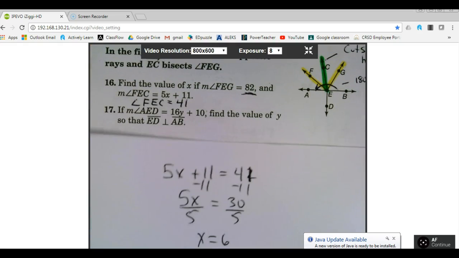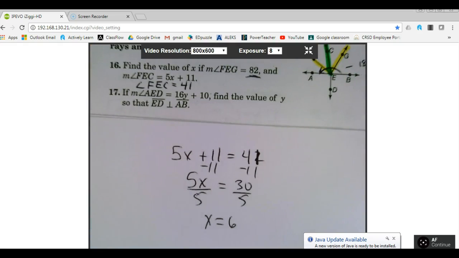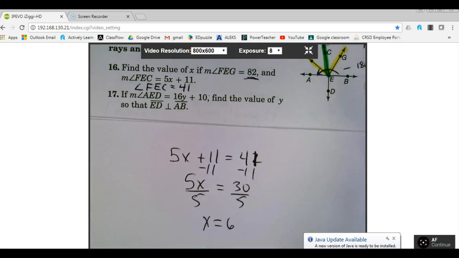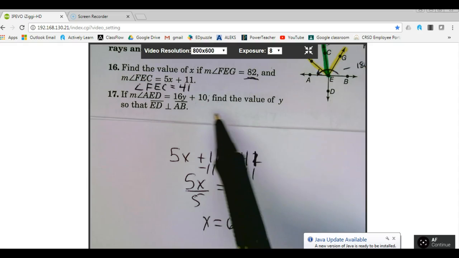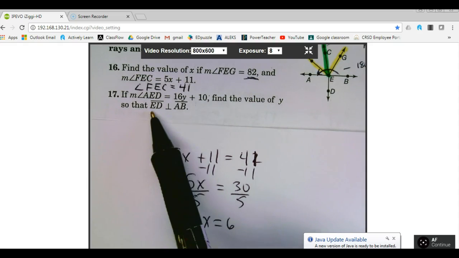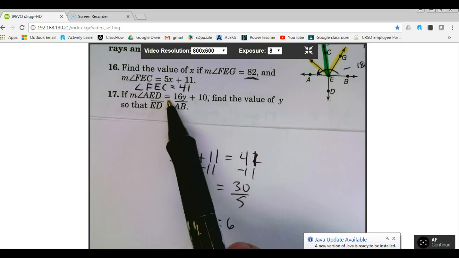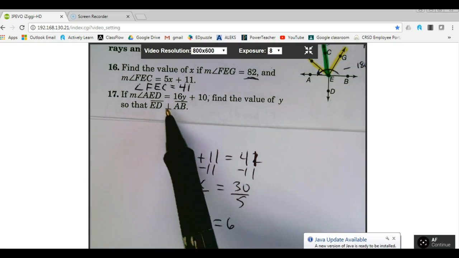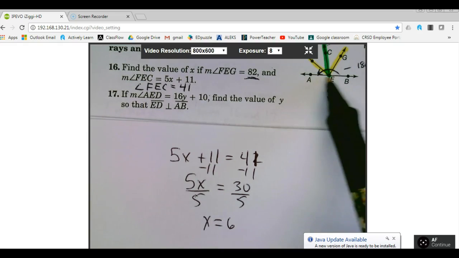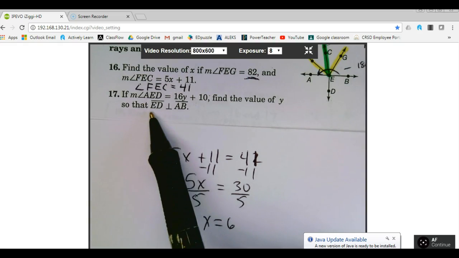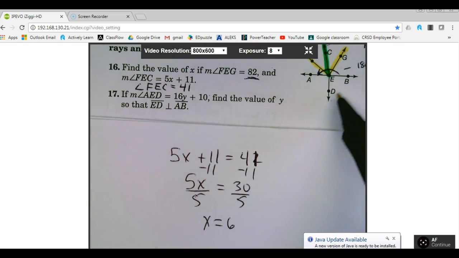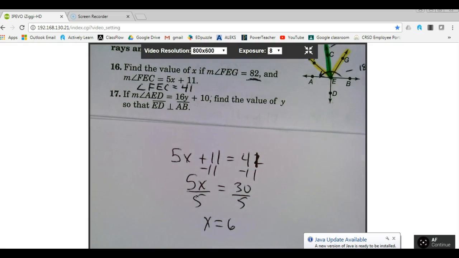Another example of this kind of problem would say, if the measure of angle AED, this one right here, is equal to 16y plus 10, find the value of y so that ED and AB are at 90 degrees to each other. So let's see, where is AB? Okay. So this is 90 degrees is what it's telling us. So we can even put a little box in there.